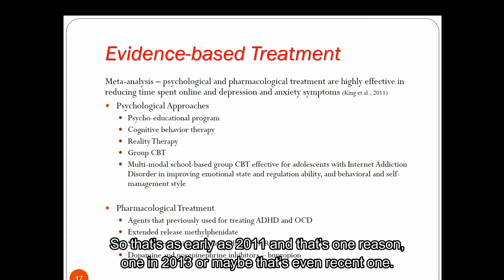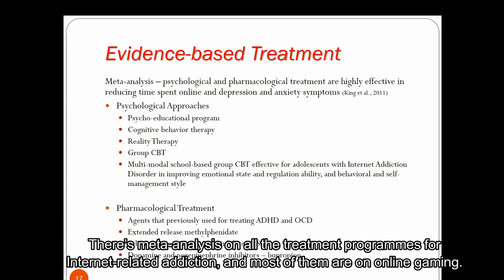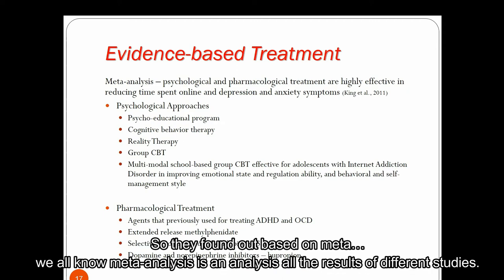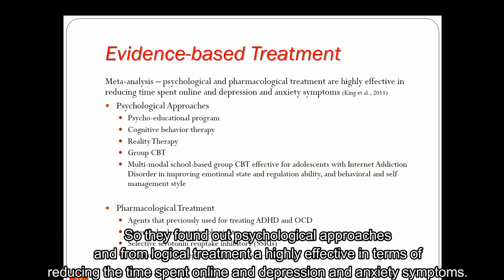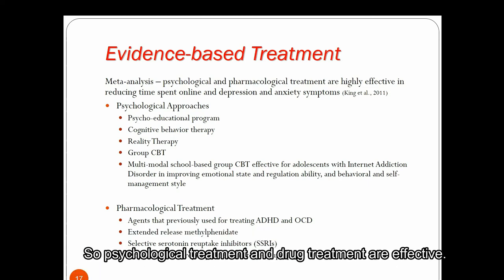So as early as 2011, and there's one recent one in 2013, or maybe an even more recent one, okay? There's a meta-analysis on all the treatment programs for internet-related addictions, and most of them are on online gaming, right? We all know meta-analysis is an analysis of the results of different studies. Okay, it's an analysis of analysis. So they found that psychological approaches and pharmacological treatment are highly effective in terms of reducing the time spent online and depression and anxiety symptoms. So psychological treatment and drug treatment are effective.